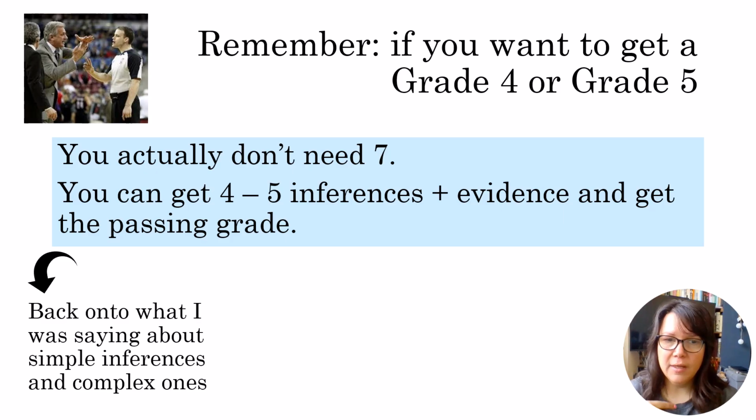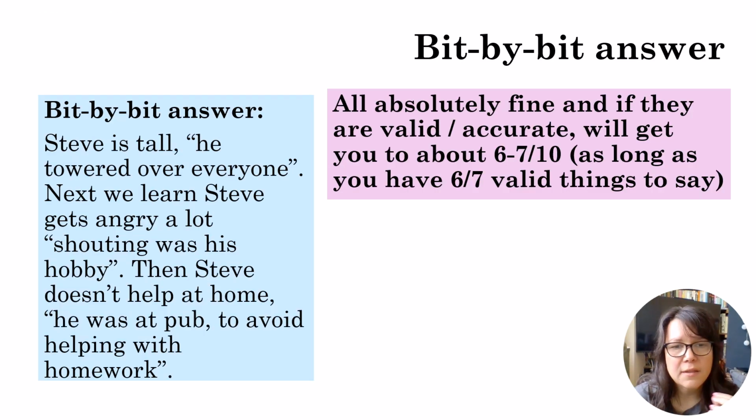If you are someone, and this is where we need to make sure we're really aware of what we're aiming for, if you are someone that's aiming for a passing grade, grade 4, or slightly higher than that, grade 5, you should be focusing on simply getting the 4 or 5 accurate and valid inferences. And I'll show you what that looks like, because we're going to talk about the difference between simple inferences and complex ones.